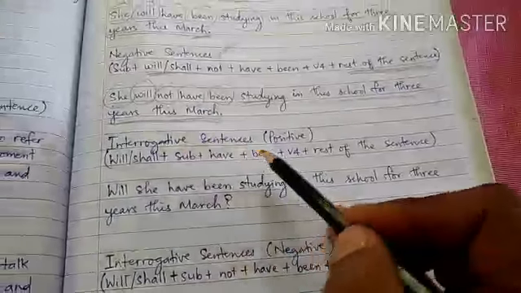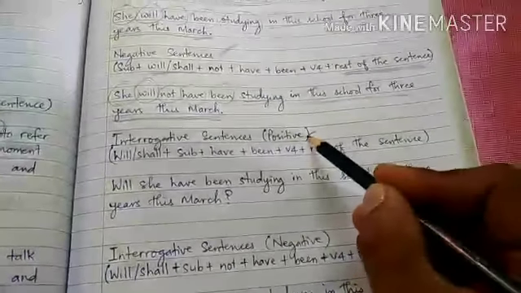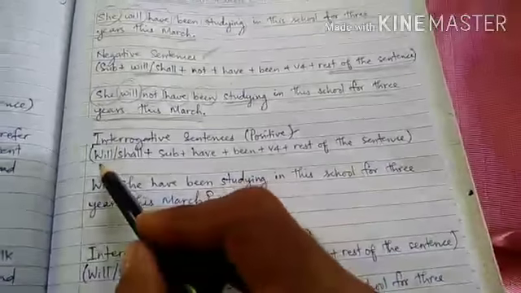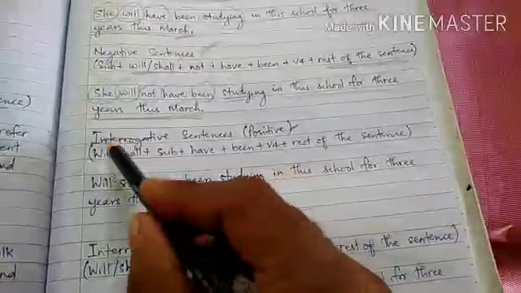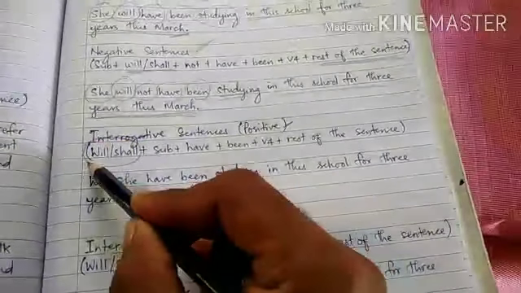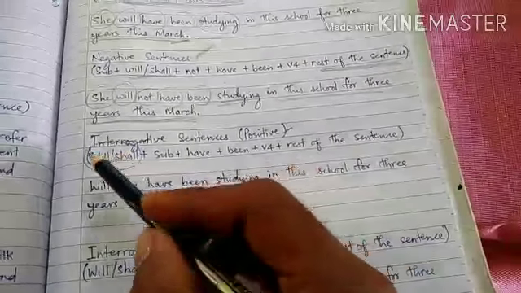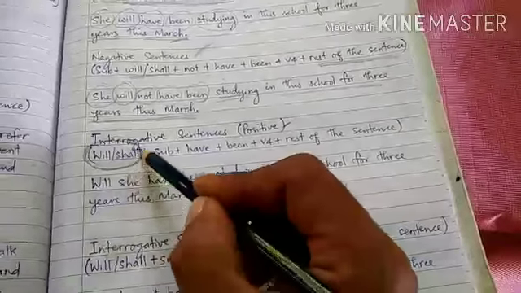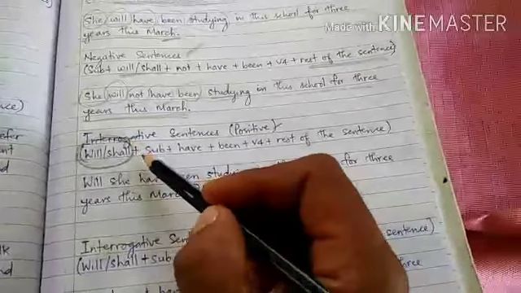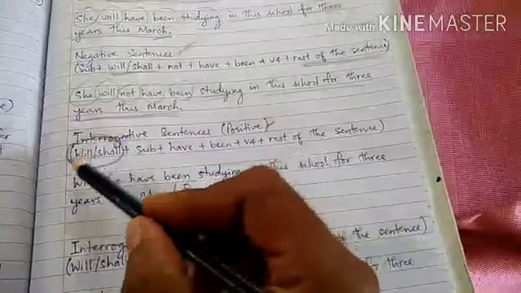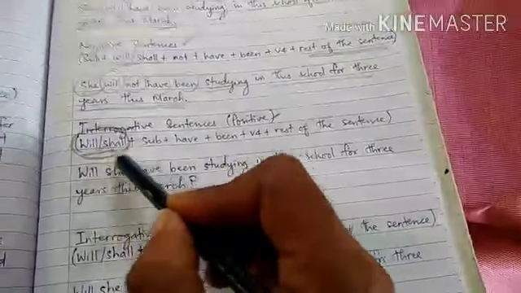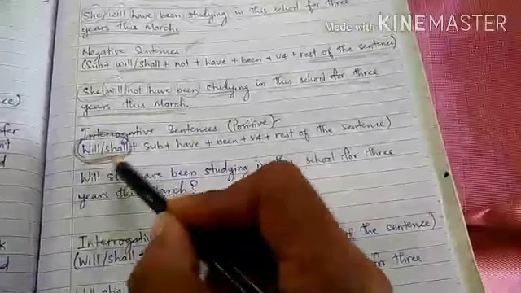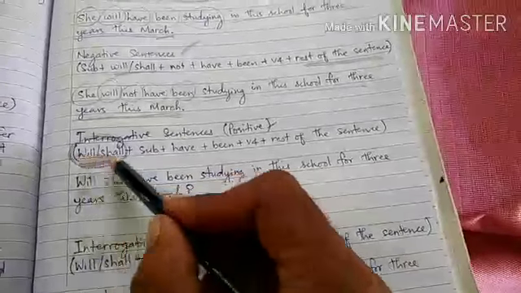Okay, now we will see the interrogative sentences, but in positive form. We know that we write interrogative sentences with the help of helping verbs, and in this future perfect continuous tense we use the modals will or shall as the main helping verbs. When we write interrogative sentences, the helping verbs are used at the beginning of the sentences. So we have done the same here: will or shall at the beginning of the sentence.